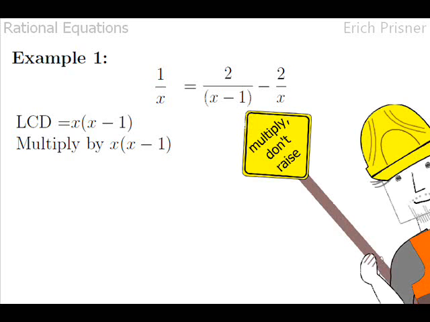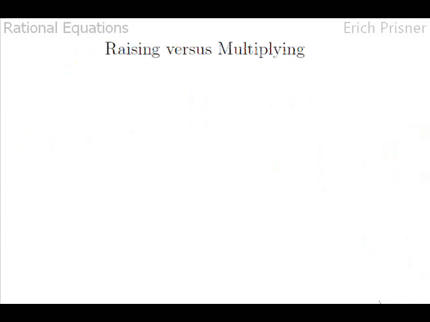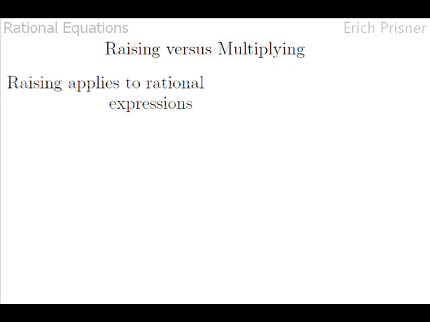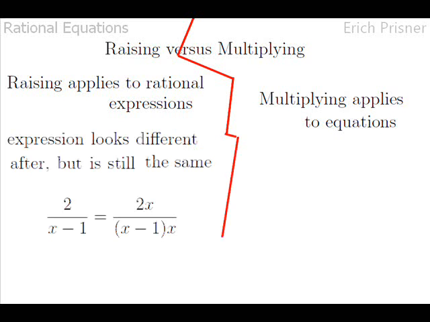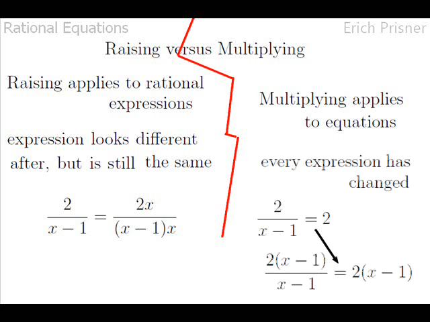So here, time for our second warning. Don't confuse raising a rational expression and multiplying an equation. Never ever confuse these techniques and when to apply them. Raising only applies to rational expressions. Multiplying only applies to equations. When you raise a rational expression, it looks different after, but is still the same. When you multiply a rational equation by an expression, every term of the equation, every rational or polynomial expression in it has changed. But the equation is equivalent to the previous one, has the same solution set as the previous one, provided you didn't multiply by 0.